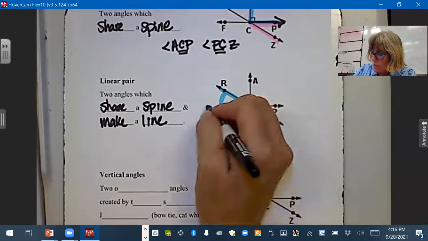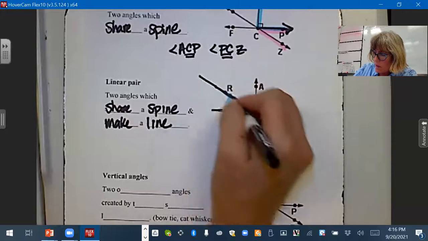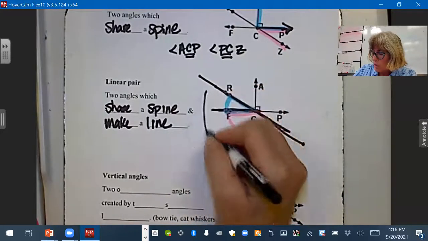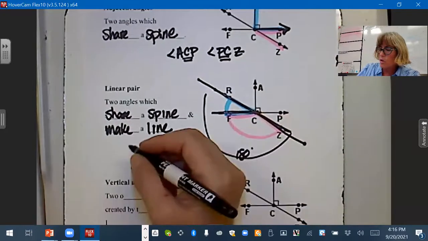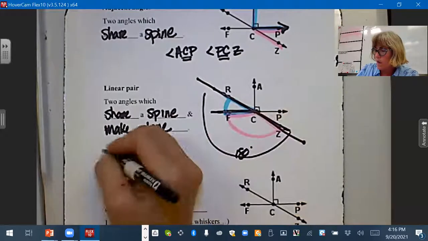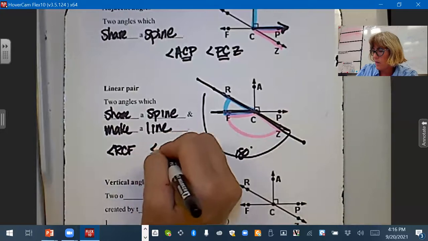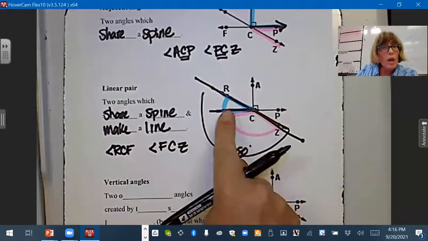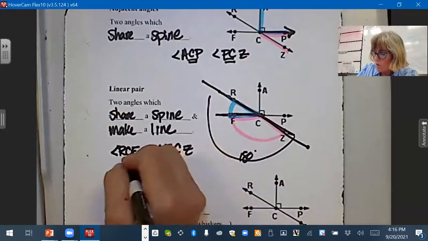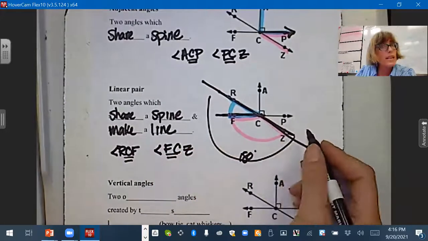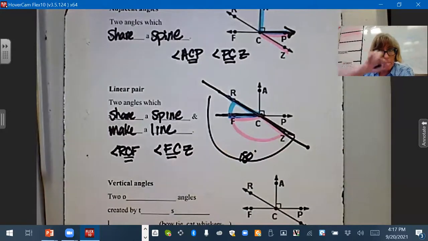So they share a spine, but they make a straight line, which means they're always going to add up to 180. So these 2 angles are a linear pair. Angle RCF and angle FCZ. They share a spine and make a line. Notice the repetition of the letters again. That's the adjacent part. That's a linear pair. Linear, line, pair, 2.